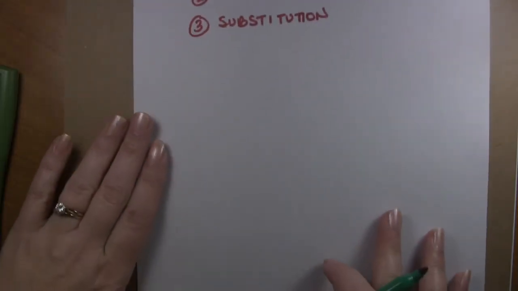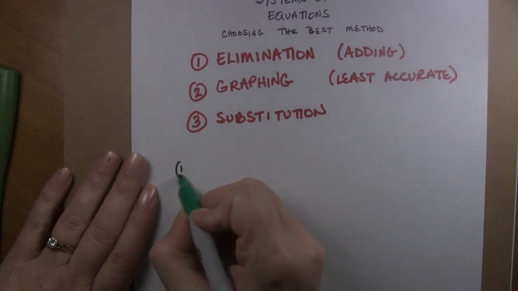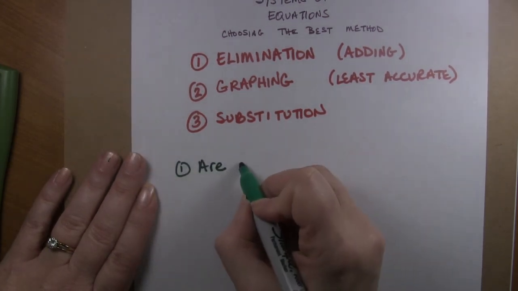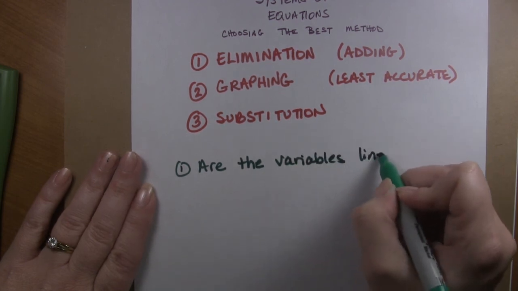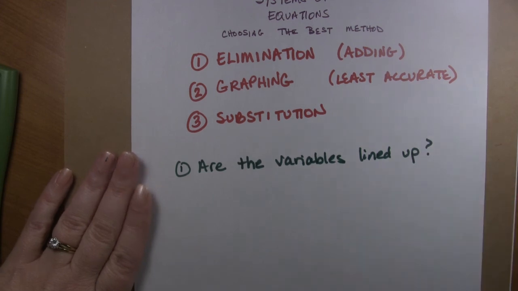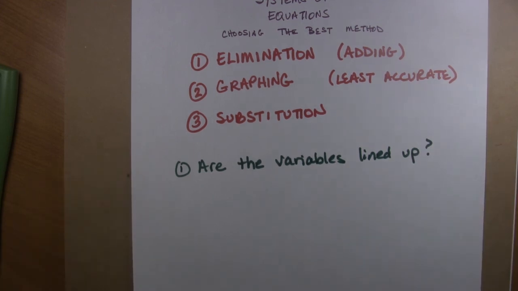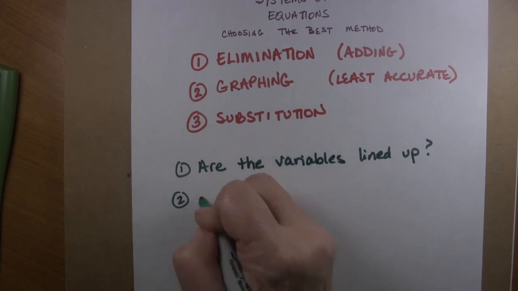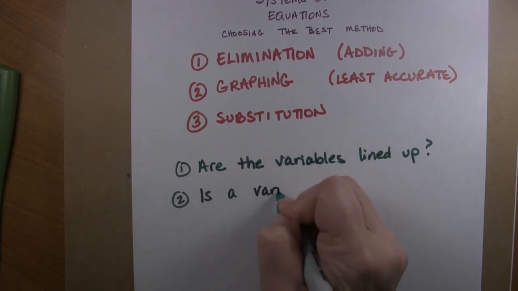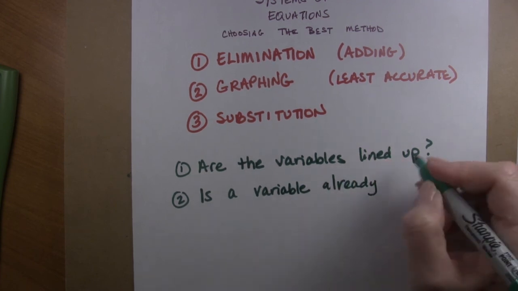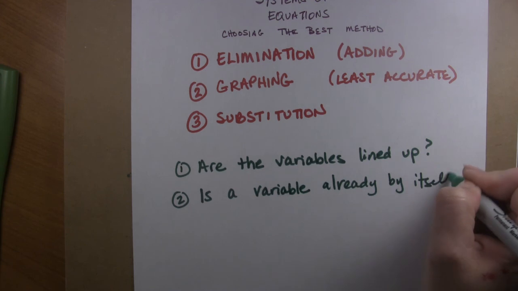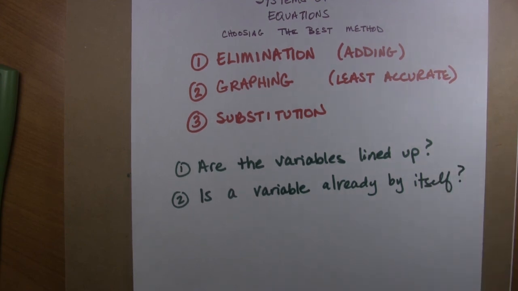So here are the rules. Here are the things that you ask yourself. You ask yourself, are my variables lined up? If they are, then it might be easier for you to use the elimination method. The second thing that you want to know is, is a variable by itself? Because if you have a variable already by itself, then it's very easy to use the substitution method.